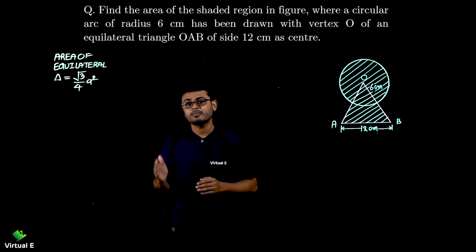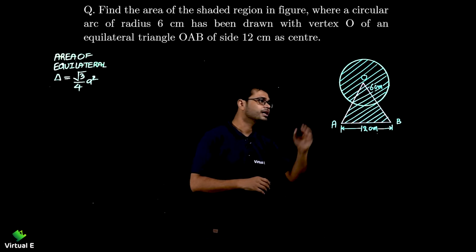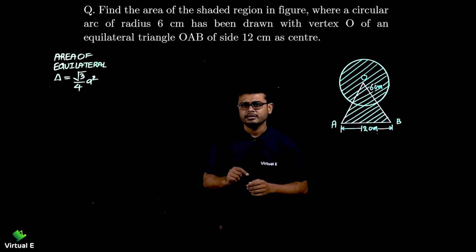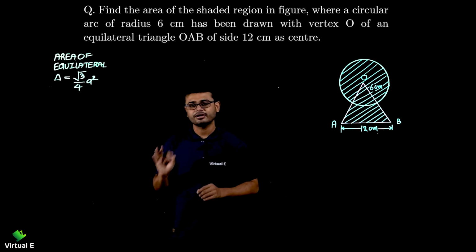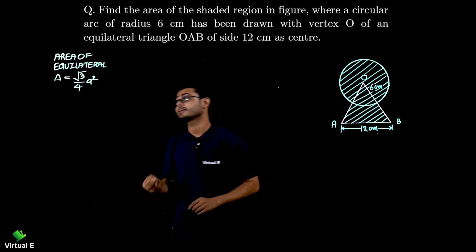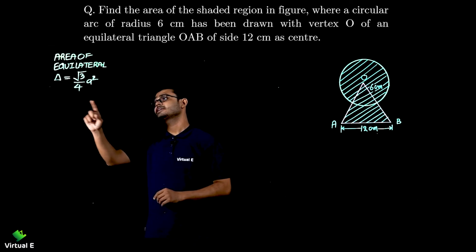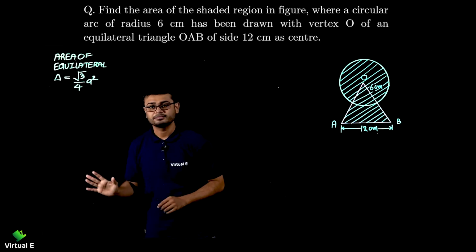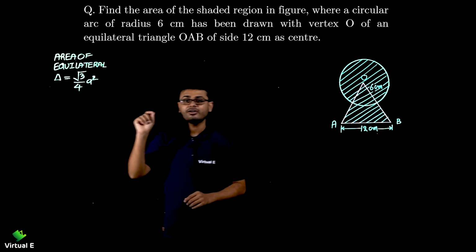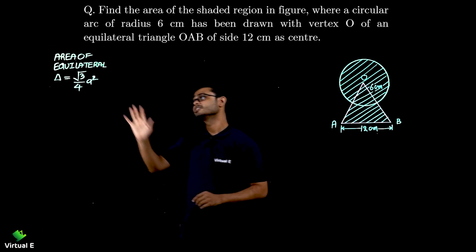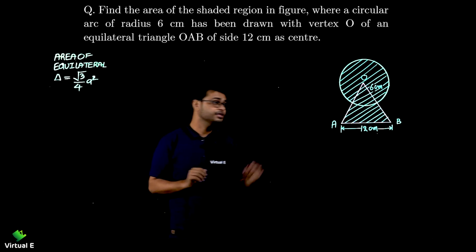So far we discussed right angle triangle. Now equilateral triangle. There is a formula to find the area of equilateral triangle. We learned this in grade 9 in the chapter of Heron's formula. I hope you remember. That is √3/4 a square. A is what? Side of the equilateral triangle, right? So we have formula to find the area of the triangle.